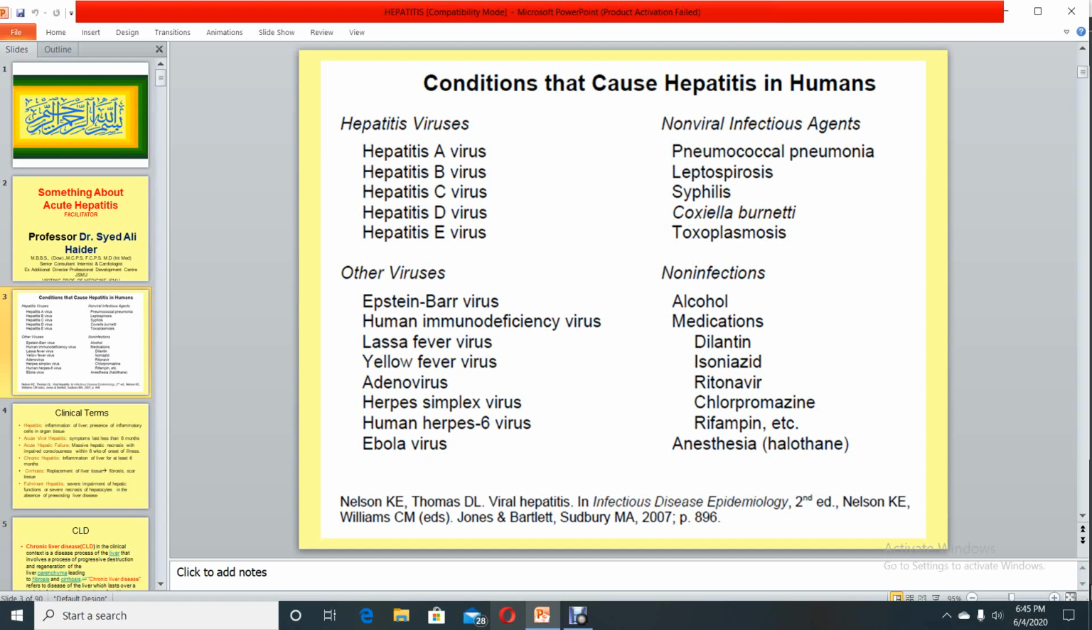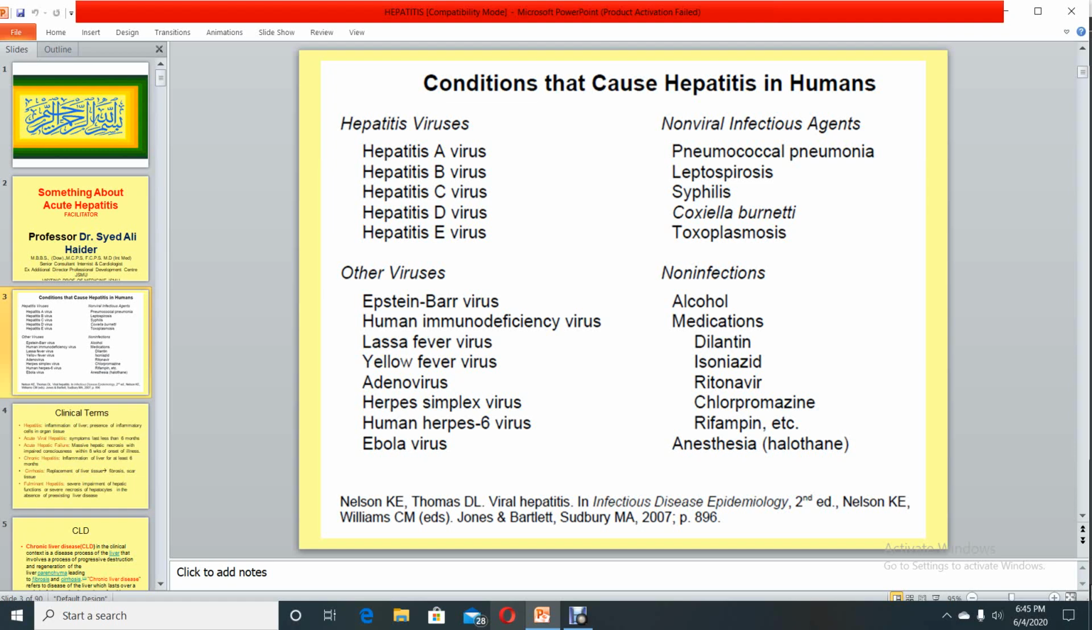Remember, the dengue fever will also cause the jaundice. It will also cause hepatitis. And the non-viral infectious agents like pneumococcal pneumonia, leptospirosis, syphilis, Coxiella burnetii, toxoplasmosis, and an important thing is the Salmonella group of bacteria. That is the entire group of fever. They are also involving the liver.